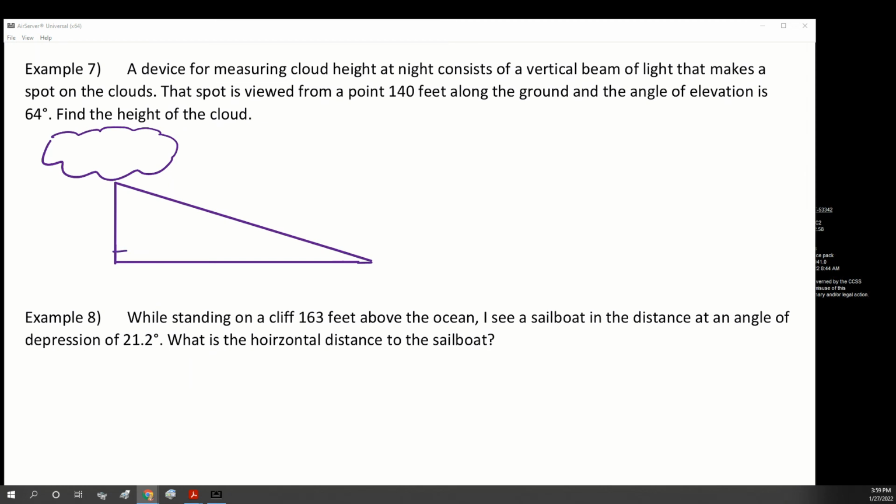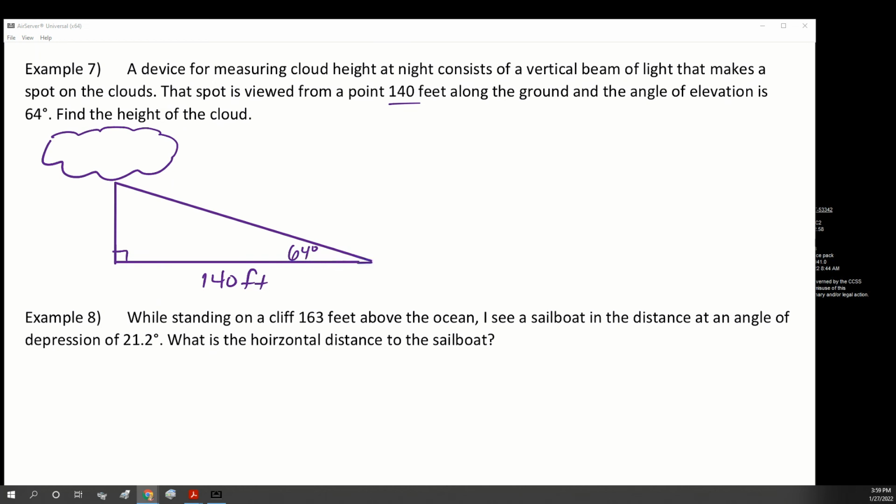Gonna be okay. All right. So what I know is that I traveled 140 feet. So this is 140 feet. And then this angle of elevation is going to be 64 degrees. And I know that's the right angle because it's touching a horizontal. It has to be touching a horizontal.